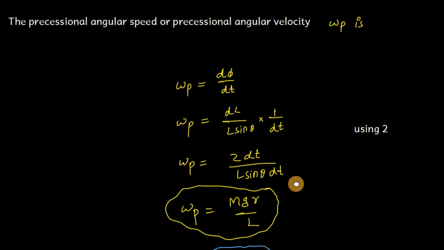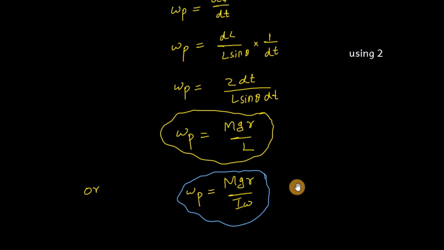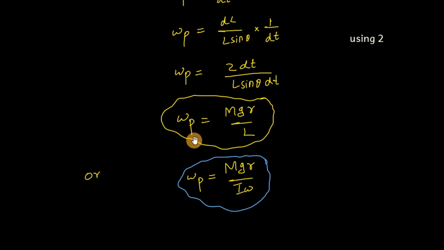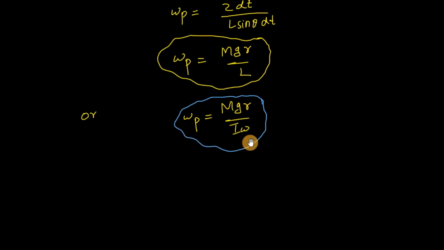So by simplifying this, we obtain the precessional angular velocity ω_p equal to mgr divided by L, where m is the mass of the spinning top, g is gravitational acceleration, and r is the distance of the spinning top from the point O. Angular momentum is the product of rotational inertia and angular velocity. So ω_p is equal to mgr divided by Iω.